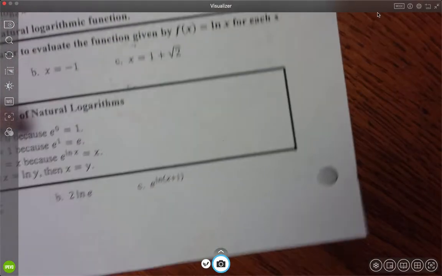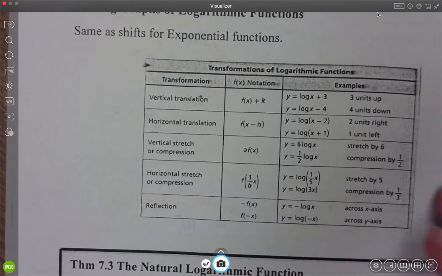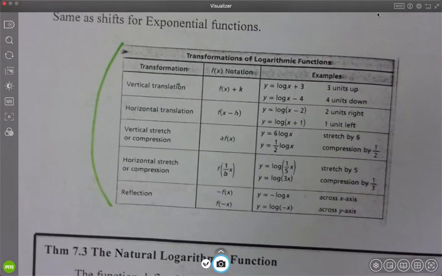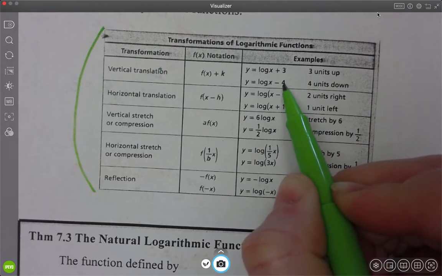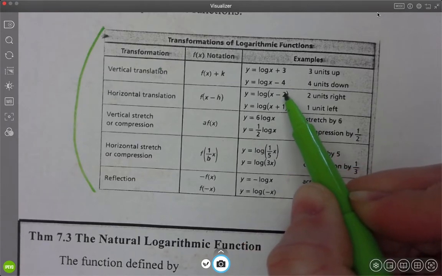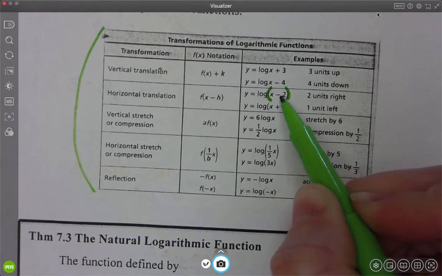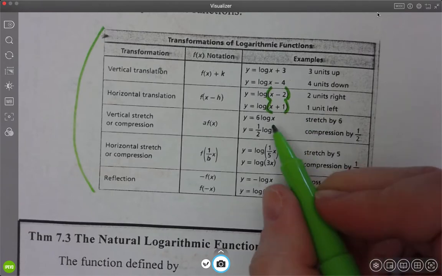On the back side, the shifts are the same as the shifts for the exponential functions. So I just copied this, but here's what it would look like with a log function. This is up 3 units, down 4 units. This is what would have to be in parentheses. This would be 2 units to the right, because negative means right, positive means left when it's in parentheses.